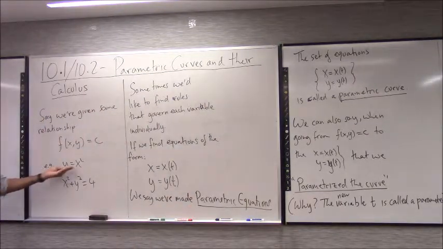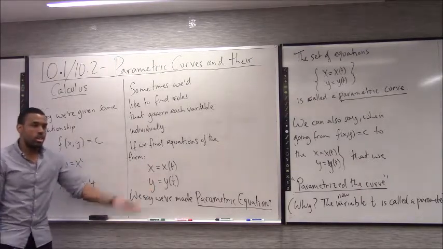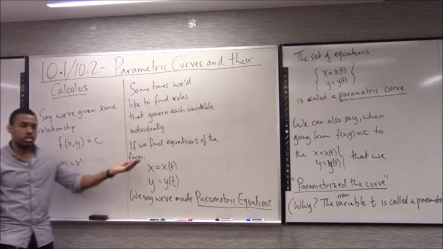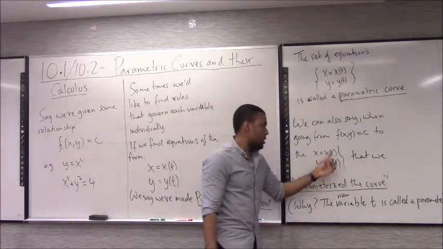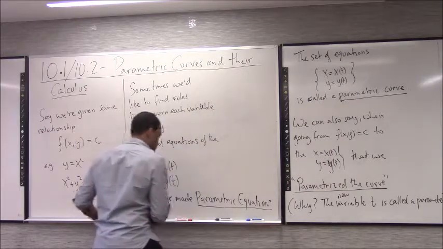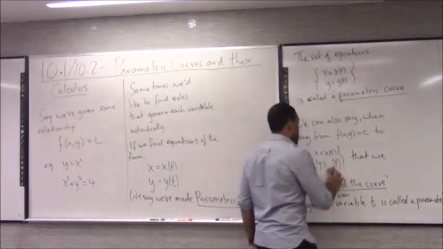So I can say parameterize y equals x squared. It means you need to write a set of equations that describe that curve in terms of some other variable. And this new variable that you invented is called the parameter. Okay? So that's basically what a parametric curve is.